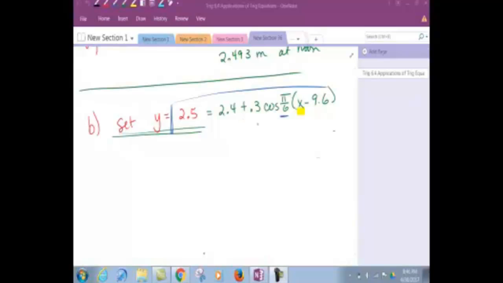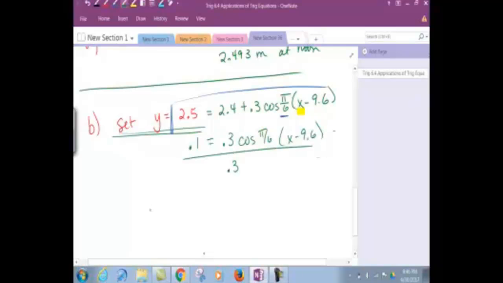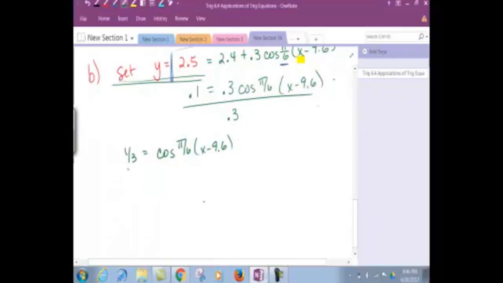So the first thing we're going to do is subtract 2.4 from both sides, and we get 0.1 is equal to 0.3 cosine pi over 6 (x minus 9.6). Okay, dividing both sides by 0.3 gives us that 1/3 is equal to cosine pi over 6 (x minus 9.6). So you recall in class we had equations to solve that were similar to this. I don't believe we've had the plus or minus in parentheses with the x, but we're not going to worry about that until the very end. It just means that the very last step we're going to add a 9.6.